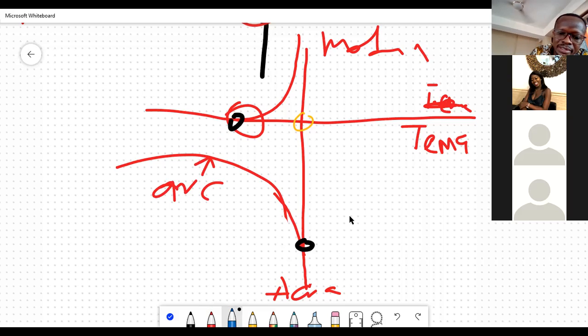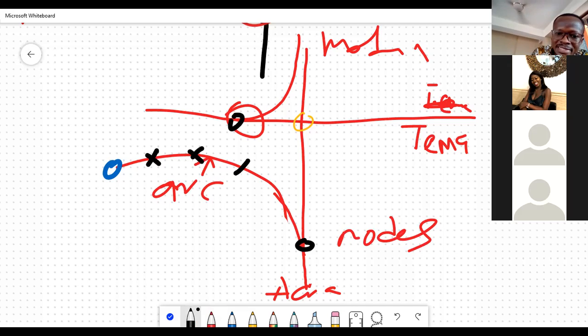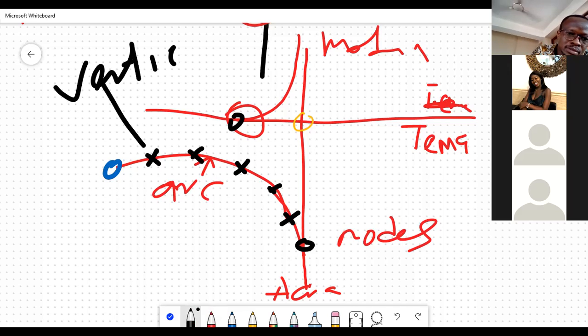Hold on a second. So the beginning and end of the arc are called nodes. So this is an arc, and then we have vertices. The vertices define the shape of the arc. The straight ones may not have them, but roads always have curves, so you're going to have vertices. So these are called vertices.